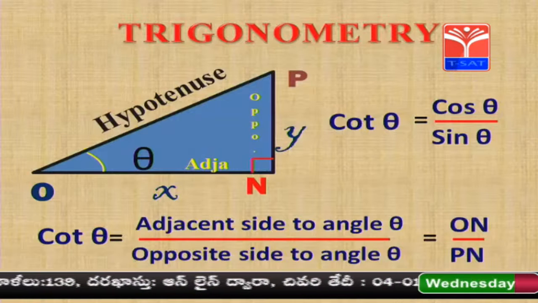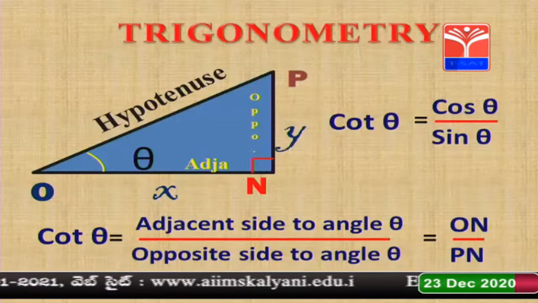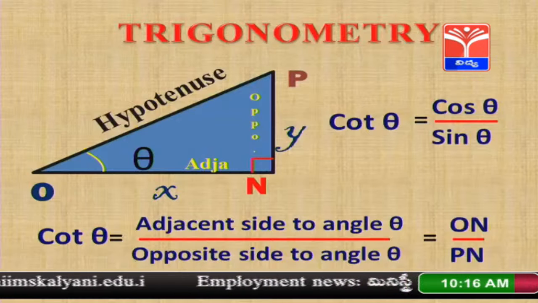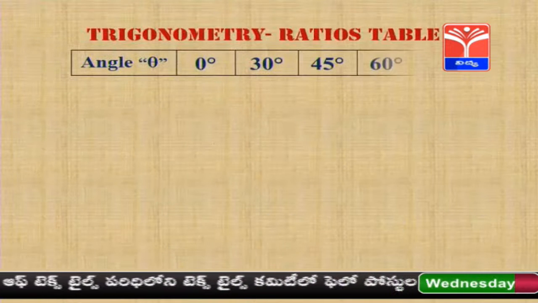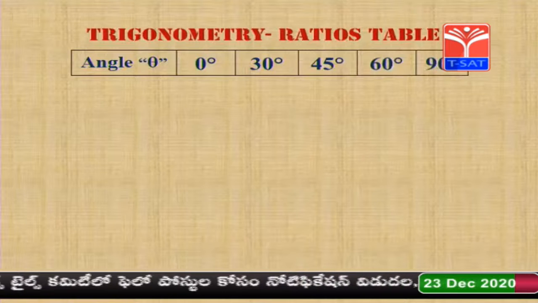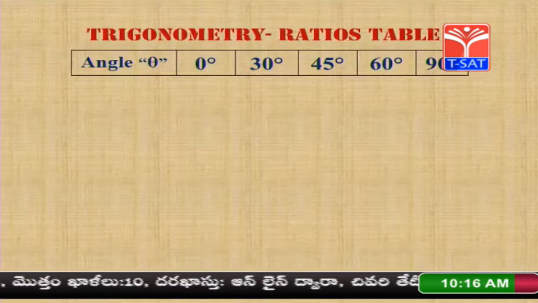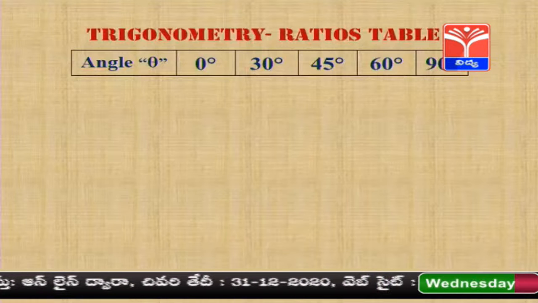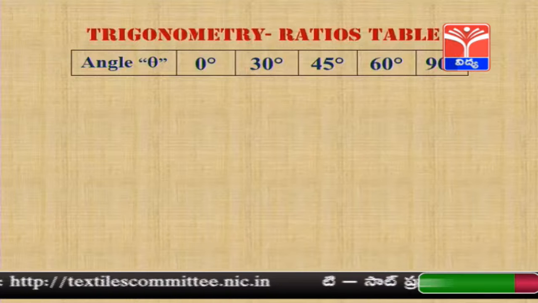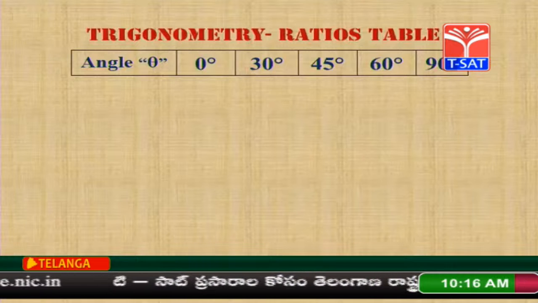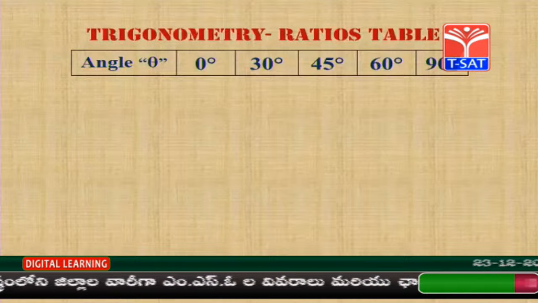Now, after this we will discuss the different values of these 6 trigonometric ratios, the trigonometric ratios table. The general angles we take are 0 degrees, 30 degrees, 45 degrees, 60 degrees and 90 degrees, the important angles for our better calculations. So, I will show you what the values of sin could be.